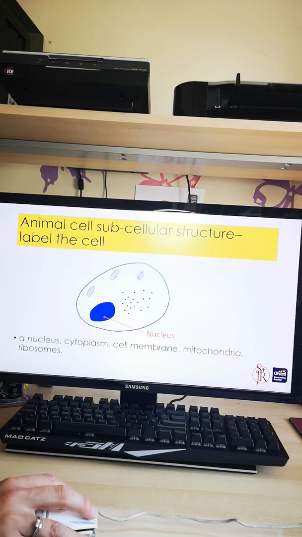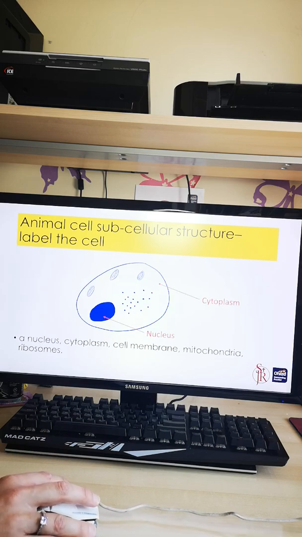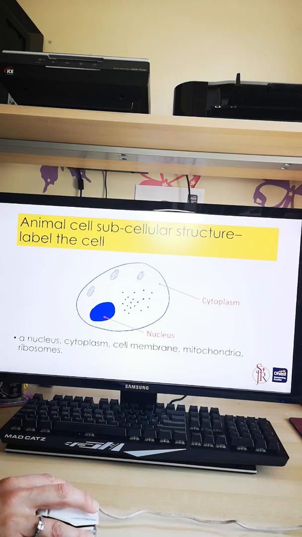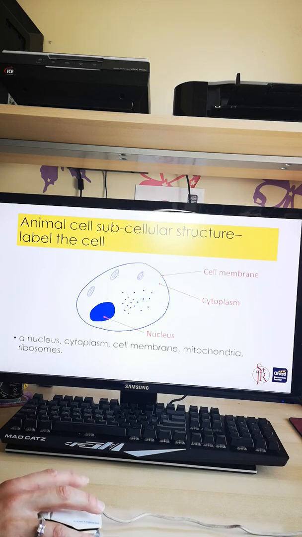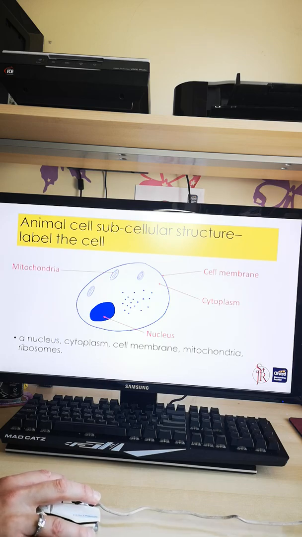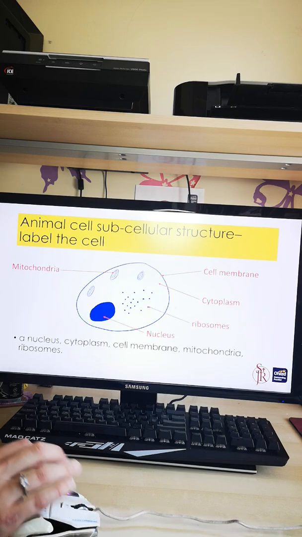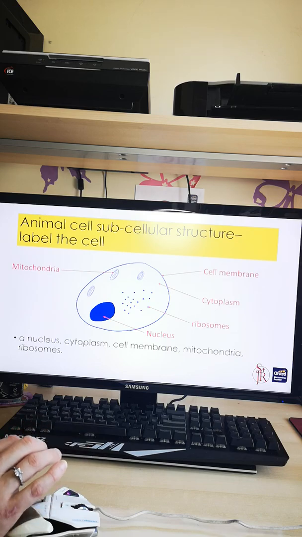The next one we want the cytoplasm. So this is the space between the subcellular structures. It doesn't matter where you've labelled that up as long as it's the space between these other structures. Then you want the cell membrane, which is the outer boundary to the animal cell. And the mitochondria. And finally the ribosomes.